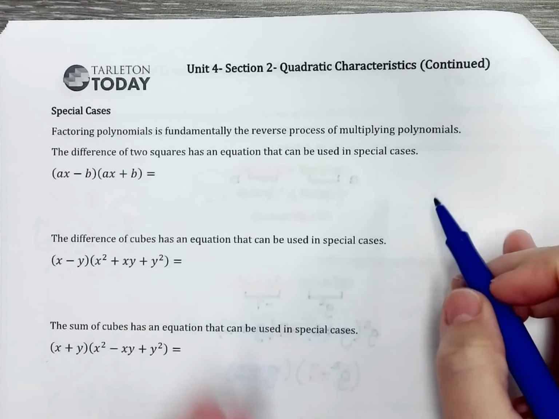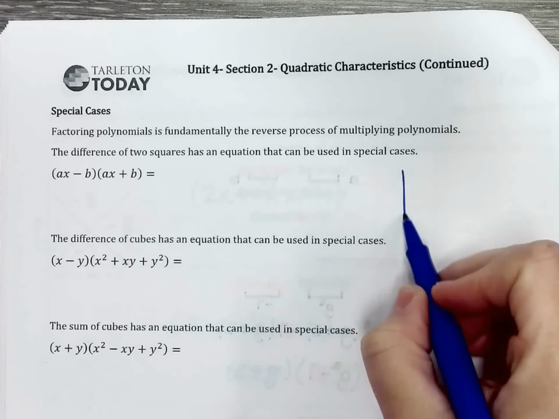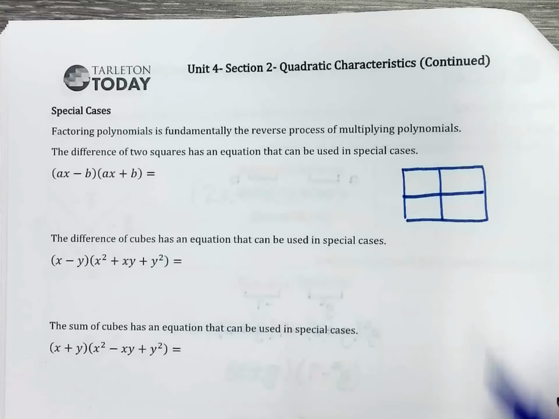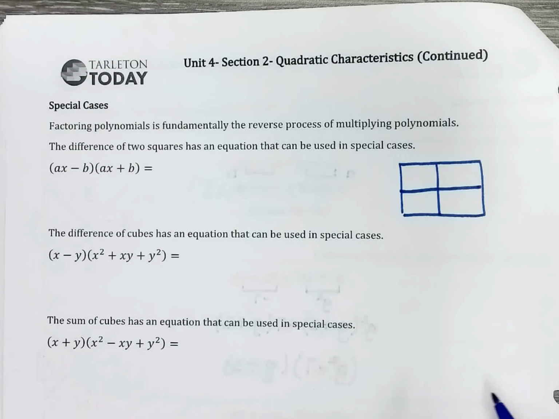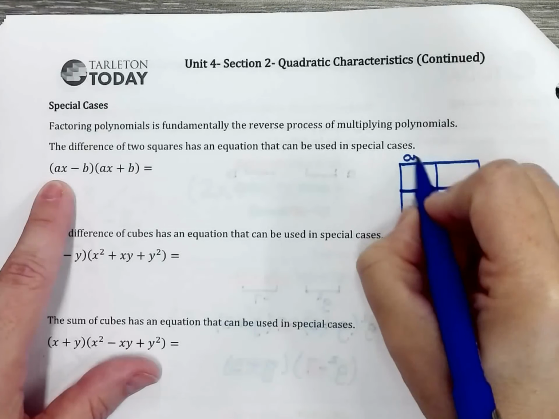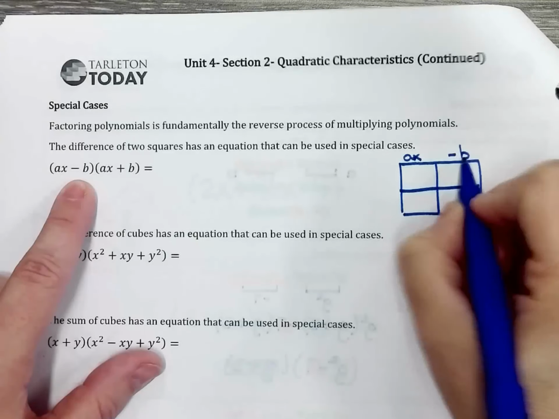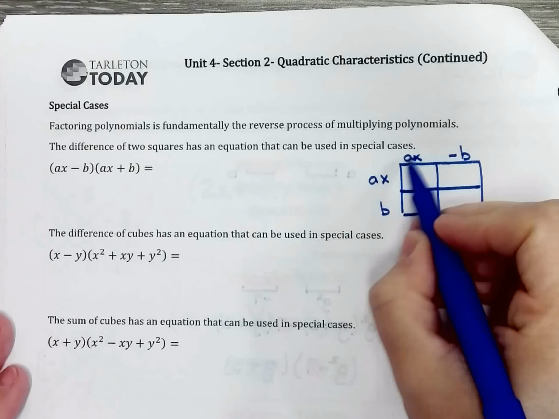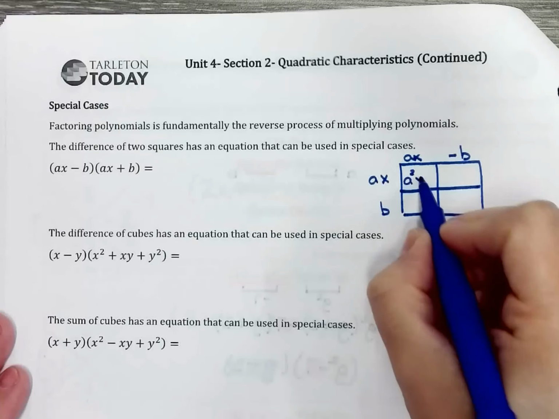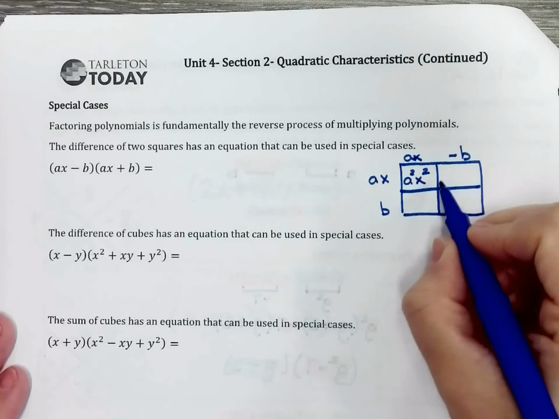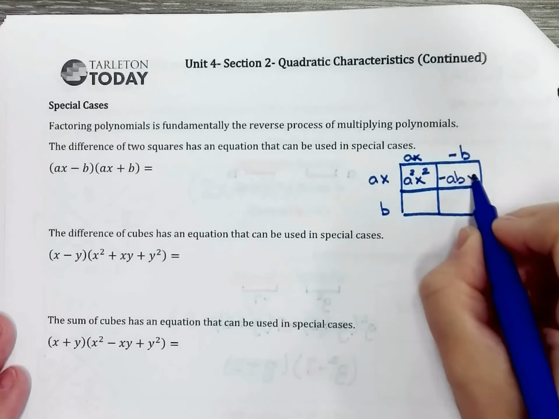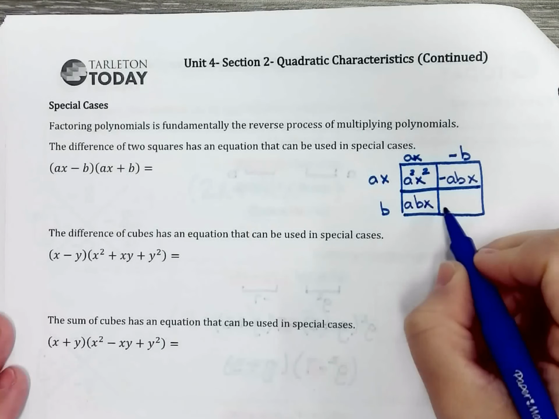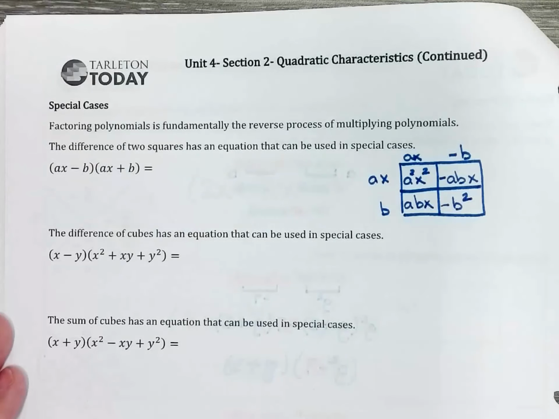Notice that here we have two binomials, and you can do FOIL or you can do the box. I'm just going to do the box because it looks pretty on the video, but you can do FOIL on your own. So I'm going to multiply ax, and then I have minus b here, ax, and then I have plus b here. When you multiply these, you have a squared x squared. Multiply, you have negative abx, multiply positive abx, multiply negative b squared.